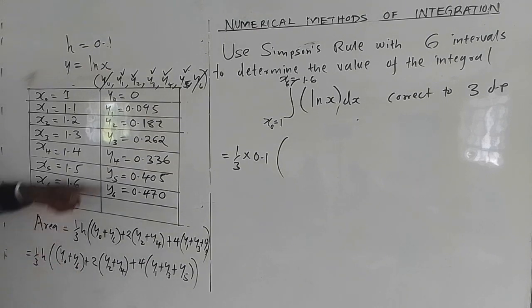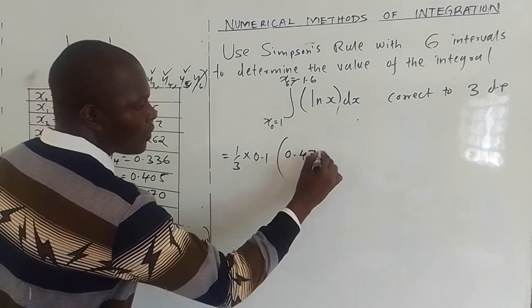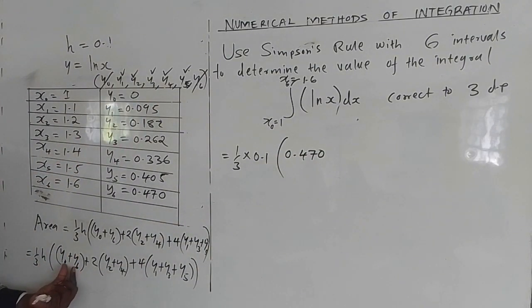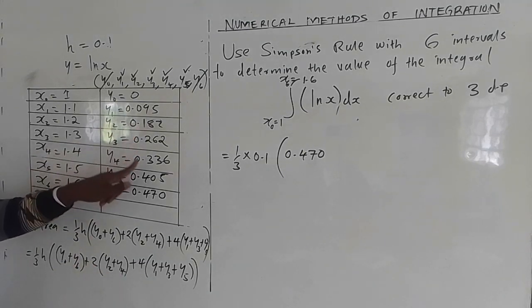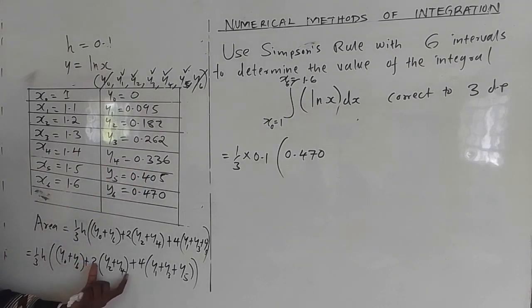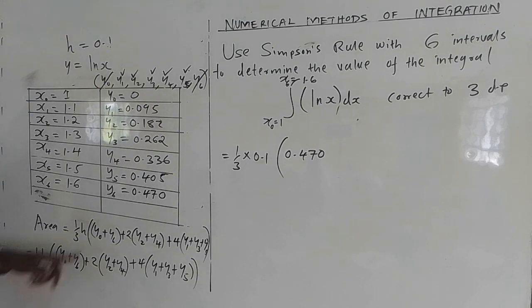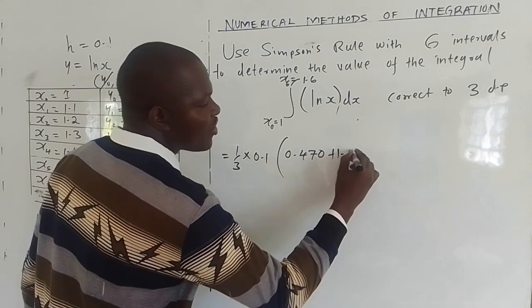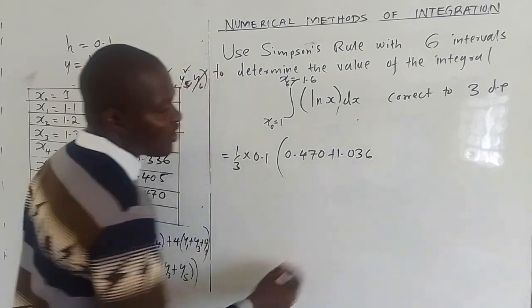y0 plus y6. Go. 0 plus 0.470. What do you get? I'm done with this smaller bracket, isn't it? Then move to this smaller bracket. 2 into y2 plus y4. y2 is this, plus y4 is this. Then you multiply by 2. What do you get with all of this? y2 plus y4, then you multiply by 2 after adding them, or 2 in bracket, that plus that, isn't it? What do you have? 1.036. I'm done with this.